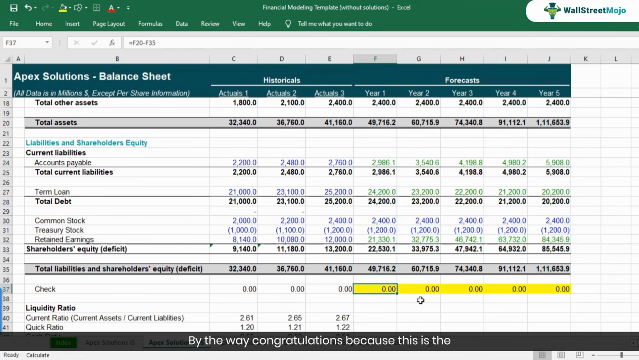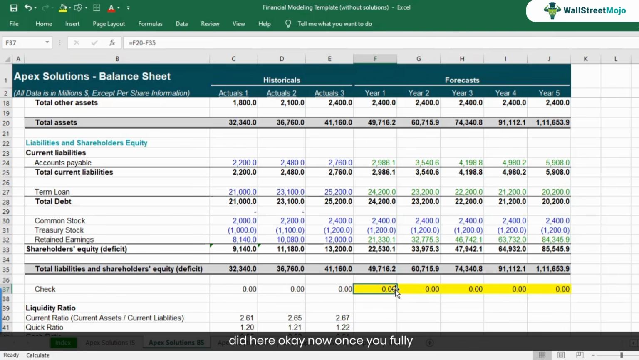By the way, congratulations, because this is the hardest step when it comes to financial modeling. We realize that many times balancing the balance sheet becomes super difficult, and if you follow the steps the way we did here in our financial model, this should not be a problem anymore. So your balance sheet will completely balance like the way we did here.